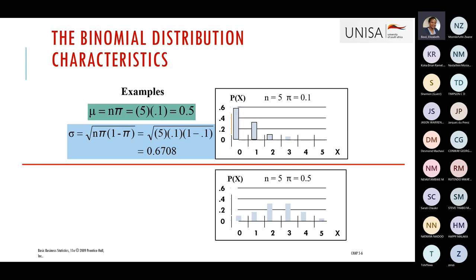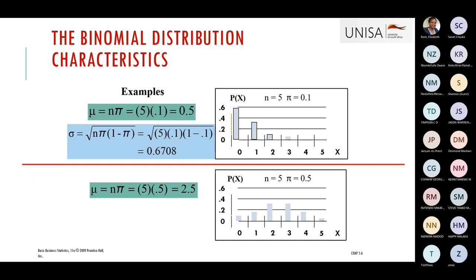And I'm just going to ask you to calculate the mean when I have my n of 5 and my pi of 0.5. What will be the mean? That is your exercise. Calculate the expected value or the mean of this data set at the bottom. It will be 5 multiplied by 0.5, which is 2.5.